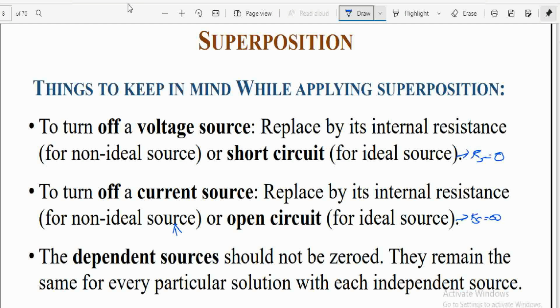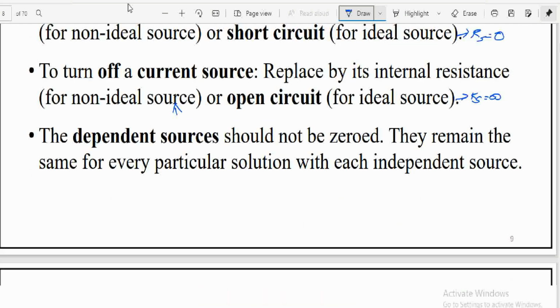Dependent sources. Remember this one. If you have dependent sources in a circuit also, dependent sources should not be zeroed. They remain the same for every particular solution with each independent source.